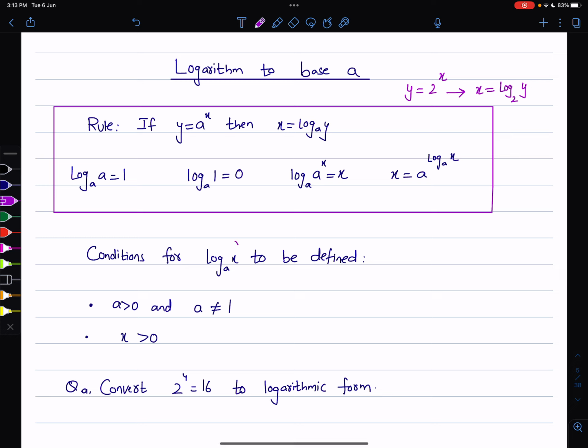Now, the conditions for log to the base a of x to be defined are as follows. The base must be greater than 0 and must not be equal to 1. And this value x must be greater than 0. It cannot be a negative number because log of a negative number is not defined. When these two conditions are satisfied, then we can say that the log of a number is defined. So log base 2 of minus 4 is not defined at all because this number has to be greater than 0.